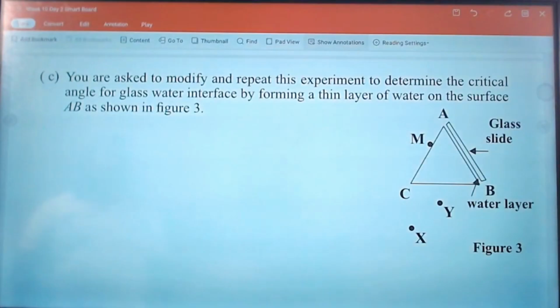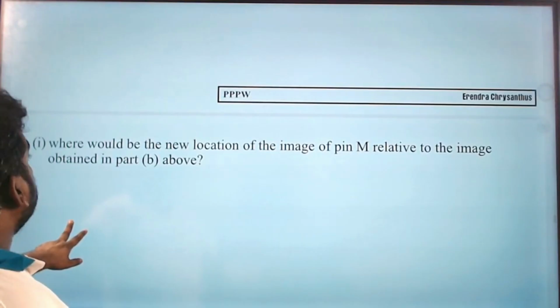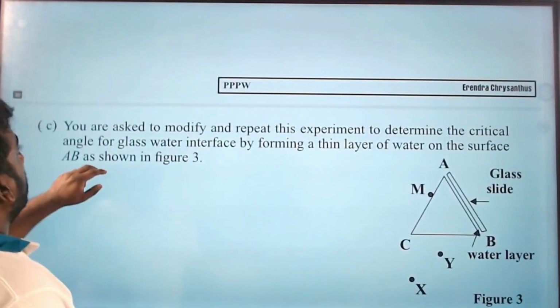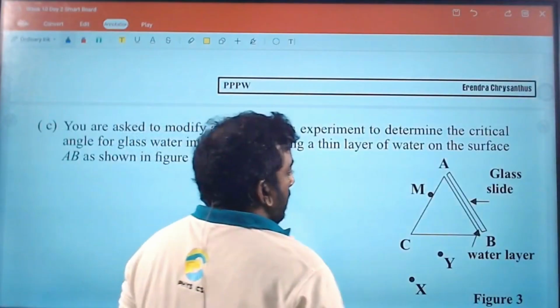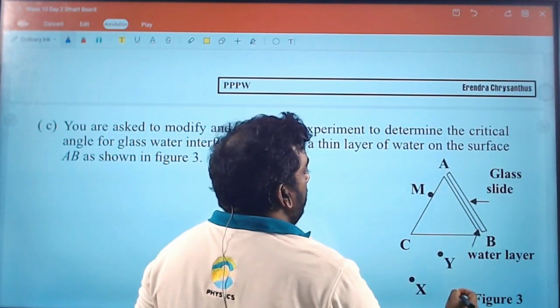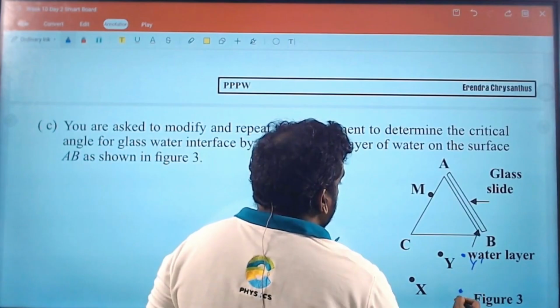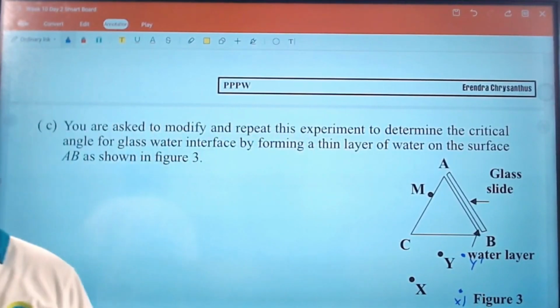You are asked to modify and repeat this experiment to find the critical angle of the glass-water interface by forming a thin water layer on the surface as shown. Where would the new location of the images be? Now what will happen? Now water is there. Glass to air is a big difference; glass to water is a small difference, so less refraction takes place. So this will be closer, X dash, Y dash. A closer image will form.